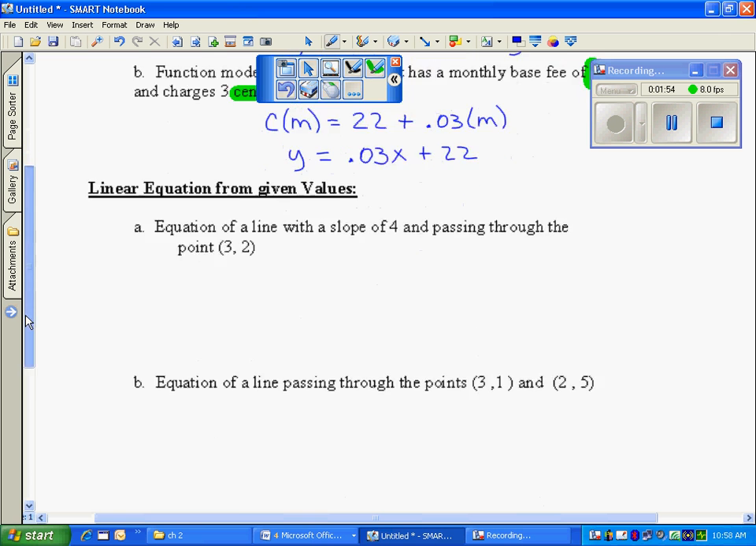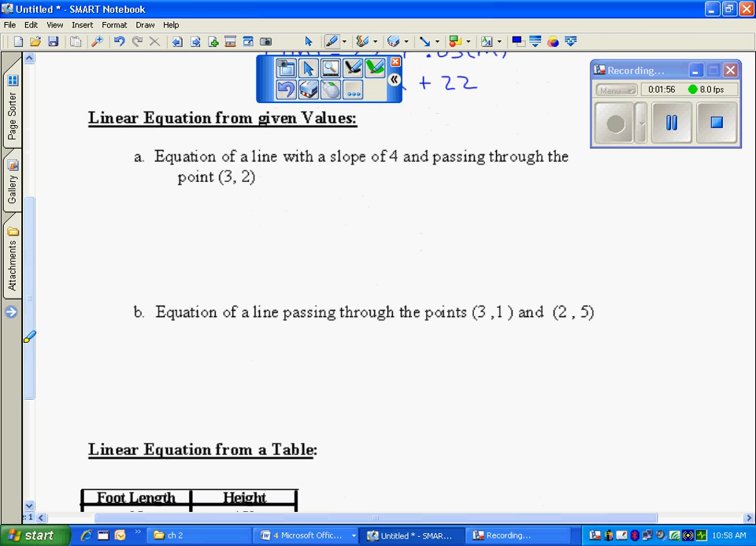If I'm given values, how do I find the equation of the line? Y equals mx plus b. I'm trying to then replace the m and the b. Well, in this equation, I have a slope of 4. I already know m, so I'm going to go ahead and write that down. Y equals 4x plus b. And they've also given me some additional information. They've given me an ordered pair. In this ordered pair, x always comes before y, so the 3 is an x coordinate and the 2 is a y coordinate. It must satisfy this equation if the line is going to pass through the point 3, 2.